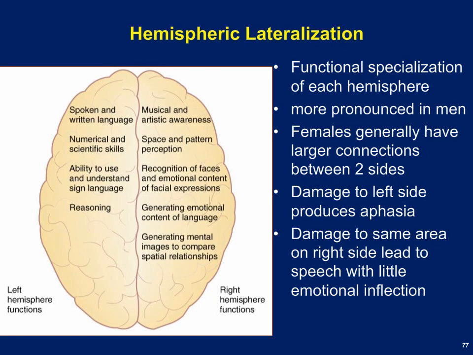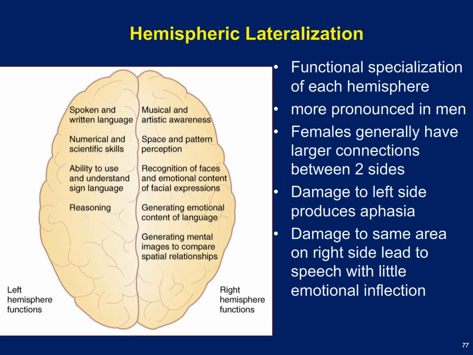Now, before we leave the cerebral cortex, I need to say something about hemispheric lateralization. We've talked about the left and right hemispheres so far as if they're equal, but in fact they're not. In most cases, people tend to have functional specializations localized either primarily or exclusively to one hemisphere of the brain, and we call this hemispheric lateralization. It tends to be more pronounced in men than in women.